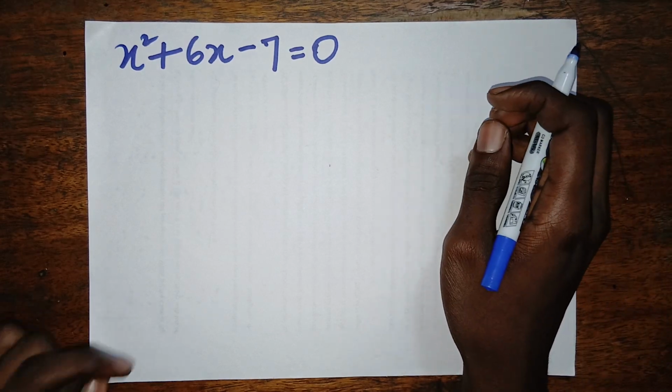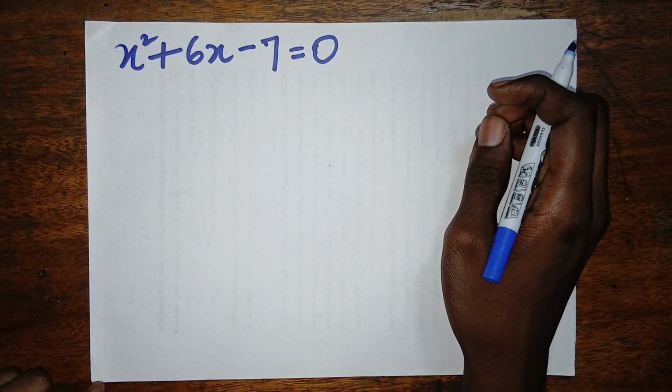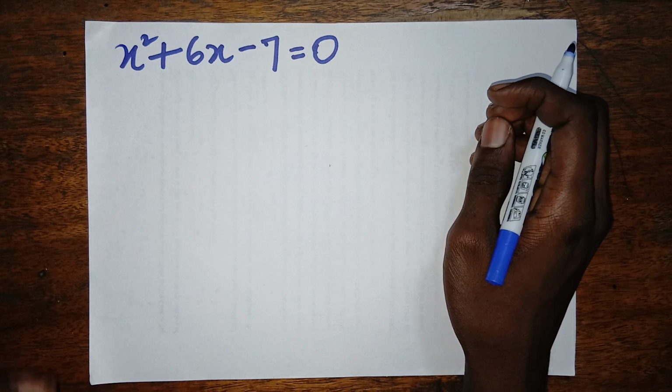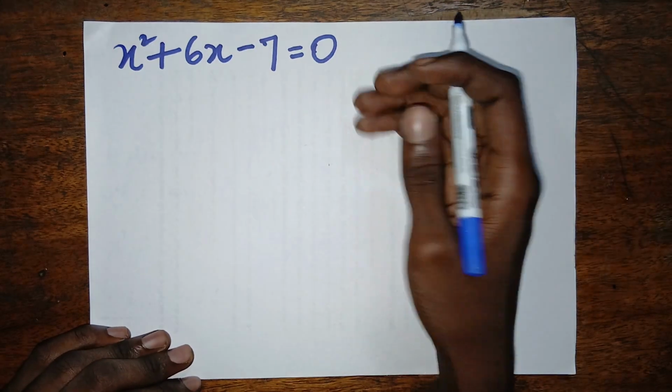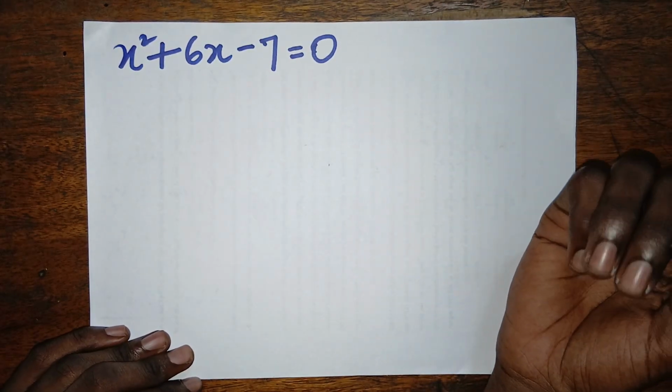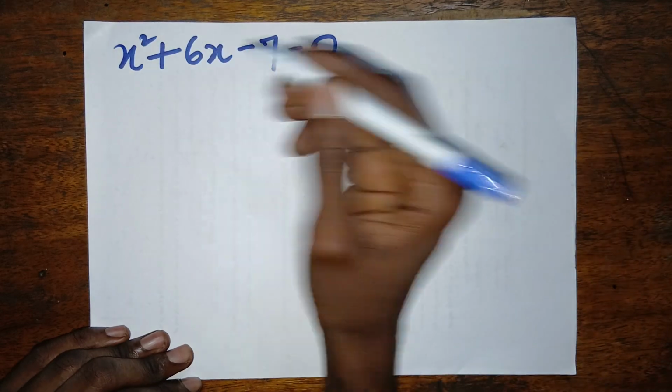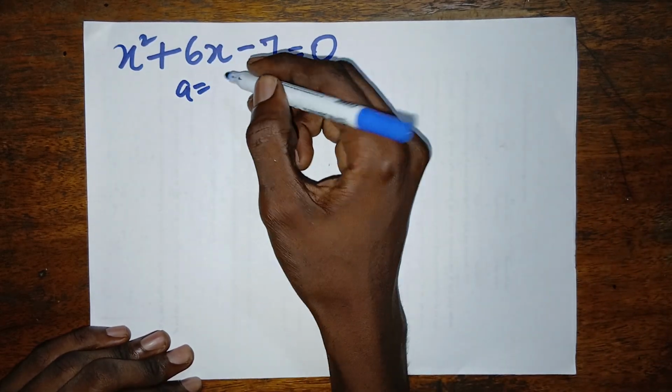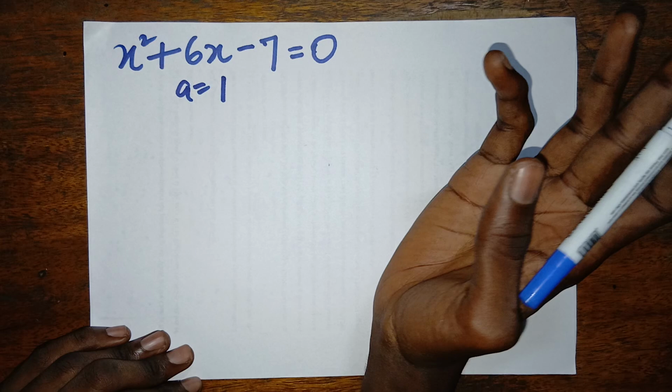In this video, I'll be discussing how to solve a quadratic equation using the completing the square method. Using this example, I'm going to be looking at two cases: when a is equal to 1 and when a is not equal to 1.